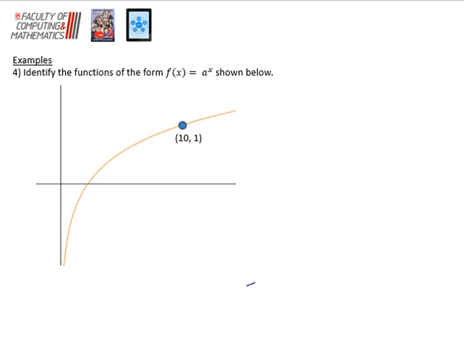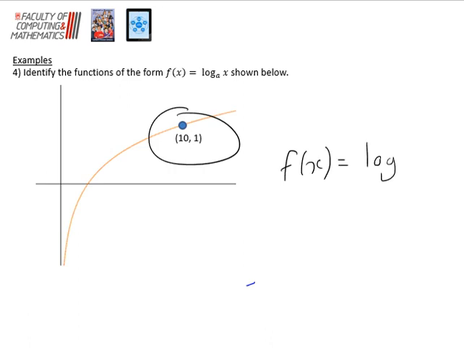This one here, identify the function. Give me 2 seconds, I'm just going to fix it. Apologies, I got a nightmare on a couple there. So identify the function of the form f(x) equals log x to the base a. Now we can see there, because it goes through the point (10, 1), a has to be 10. Log x to the base 10. And that's it.